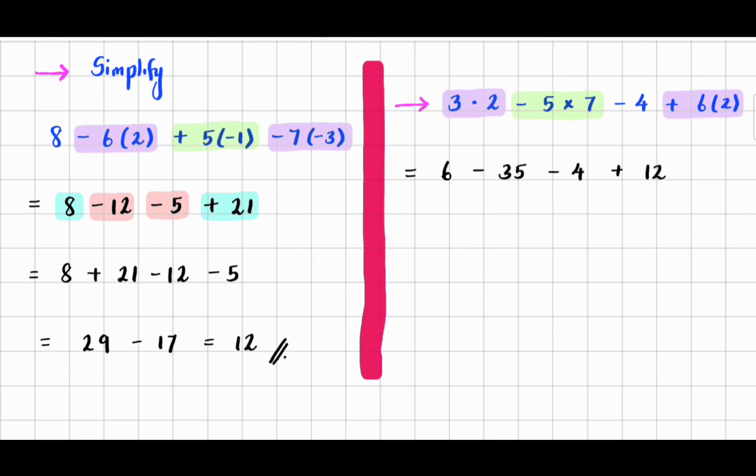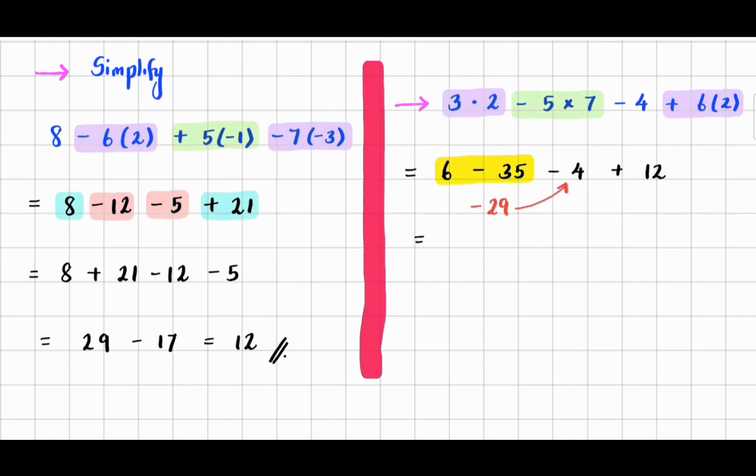Now we can do the same thing we did before. We add up all of our positive numbers and then add up all of our negative numbers. Or we can just do the addition and subtraction together moving from left to right. So 6 minus 35 is minus 29. That minus 29 minus 4 is minus 33. And that minus 33 plus 12 is minus 21. That's it.